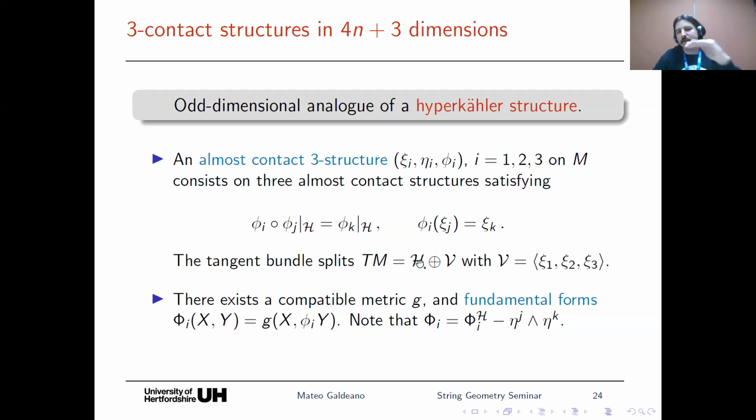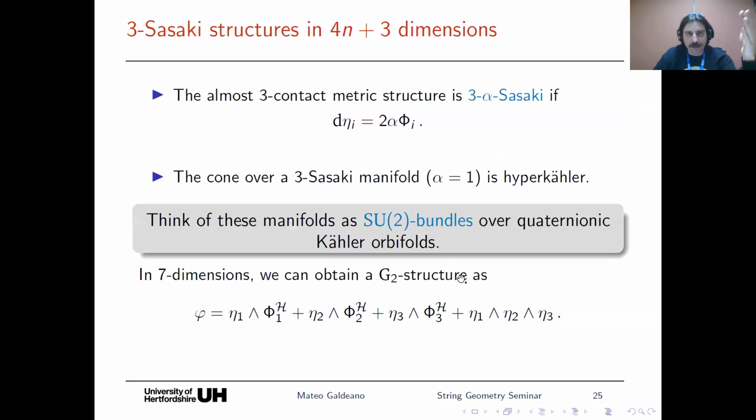And now your tangent bundle has a horizontal part and a vertical part with these 3 Reeb vector fields. And again, you have the fundamental forms. And again, you can define what it means to be 3-alpha-Sasaki by imposing that each of the 1-forms and fundamental 2-forms are related. And the cone over a 3-Sasaki manifold is hyperkähler. So you see that these are honestly like some odd-dimensional cousins of hyperkähler geometry or hyperhermitian geometry. And these are kind of SU(2) bundles over quaternionic Kähler orbifolds. It's another way to think about this. And again, in 7 dimensions, we can obtain a G2 structure in an interesting way.